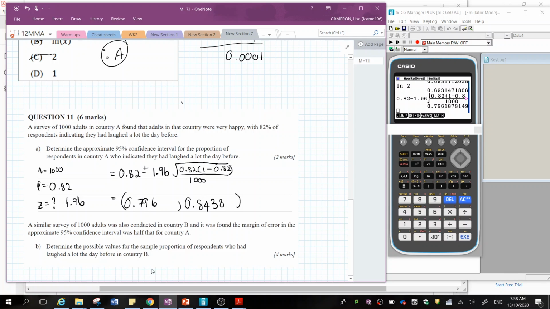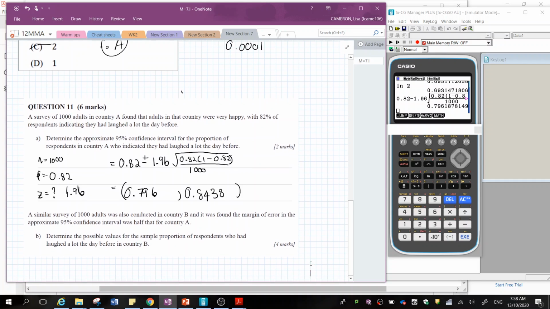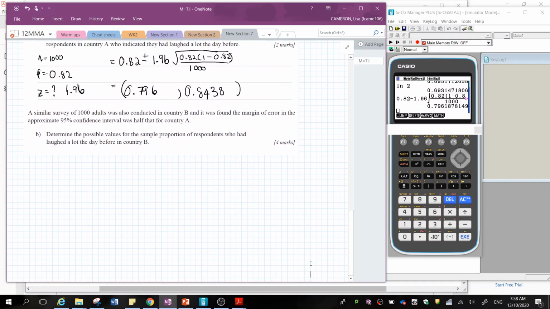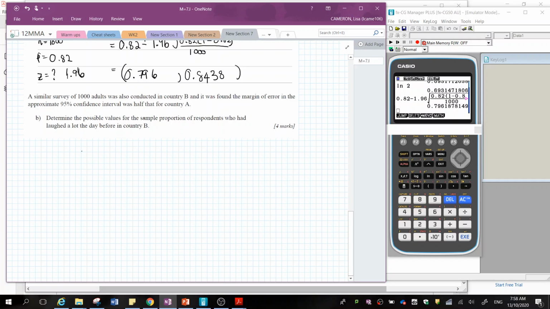Okay, so now we're going to move on to the second part of this question. So a similar survey of 1,000 adults, so N equals 1,000, was also conducted in country B. So this is a different country altogether. It was found the margin of error in the approximate 95% confidence interval was half that of country A. So here, B equals 1/2 of A. Okay, so if we're looking at 95% confidence interval again, that means that our z-score is going to be 1.96.